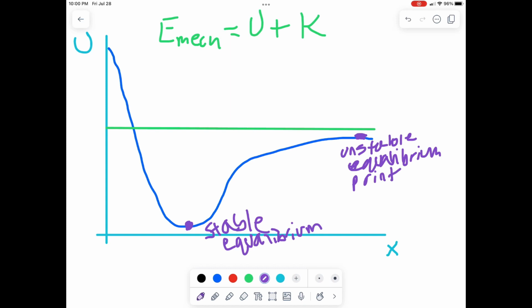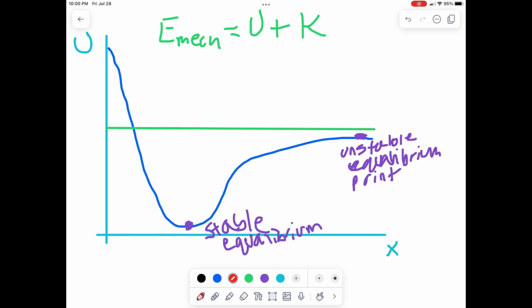And the way that you can think about this is, imagine if I put a particle, say, right here. It's much more likely to fall down towards stable equilibrium than it would be to somehow climb up to my unstable equilibrium point. So when you think about displacing the particle along this potential energy curve, think about where this particle is most likely to fall, and that would be your stable equilibrium point.